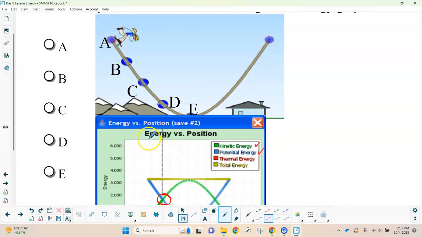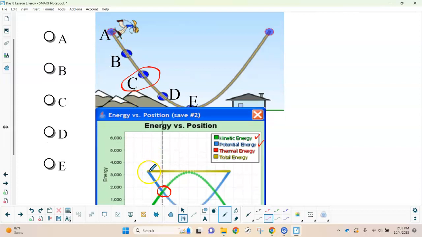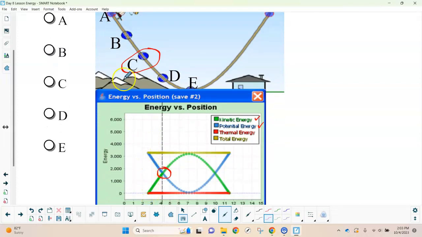So you would have to think about, okay, what point would they have an even amount of energy? And I think that's C. So C is about halfway down. If it started at A, it had all potential up here, which makes sense. That's the blue part here, and it has no kinetic. And then it's sliding down the ramp to position E. So position E would be at the very bottom of the ramp.